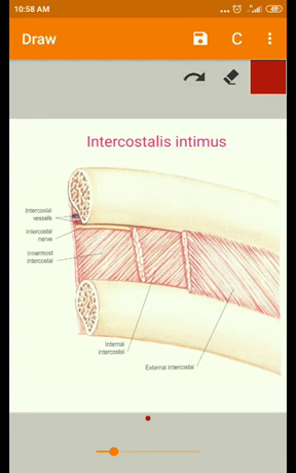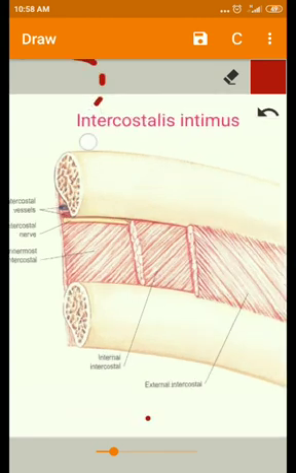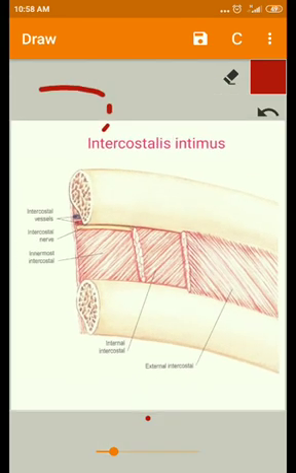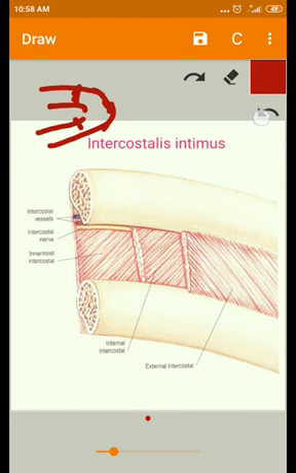Okay, so if you see the ribs, if you see the intercostal space, this intercostalis intimus muscle occupies the middle 2/4 of the intercostal space. Whereas the subcostalis is present on the posterior aspect, and the sternocostalis is present on the anterior aspect on the inner surface. All these muscles are placed on the inner surface of the thorax only.